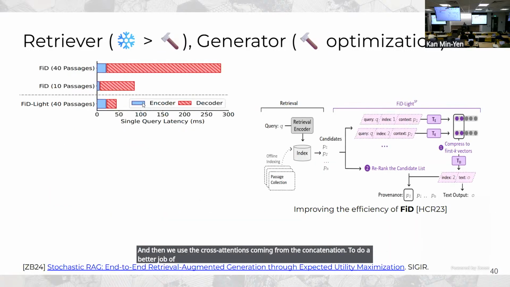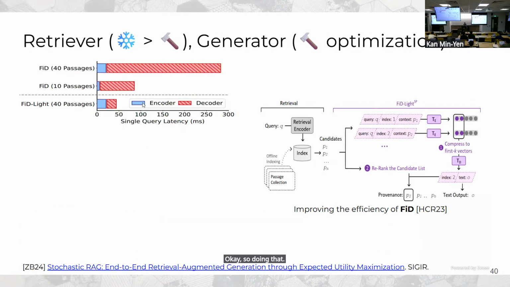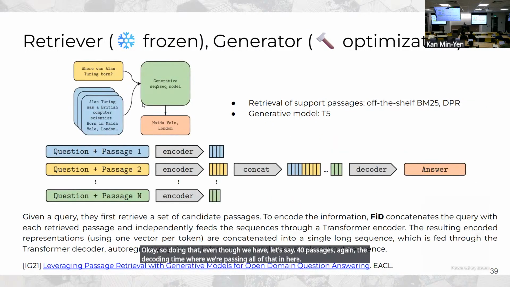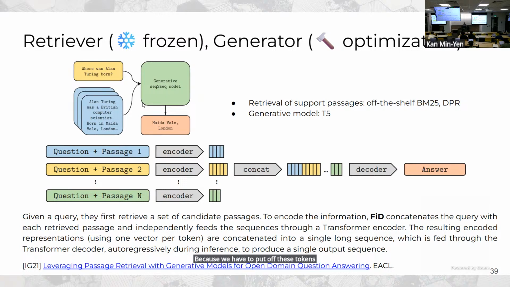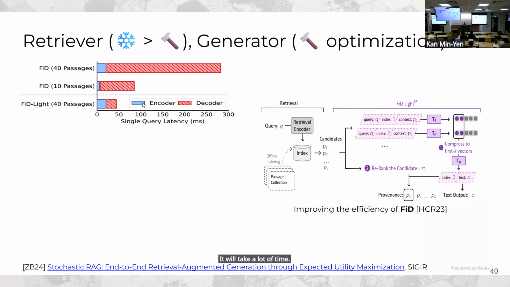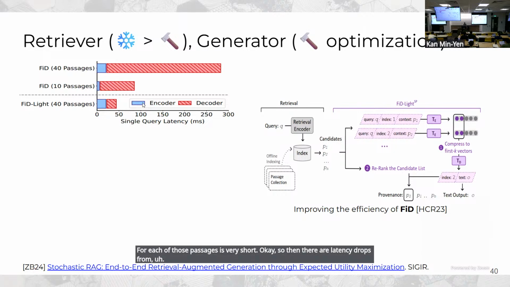Even though we have, let's say, 40 passages, the decoding time, where we're passing all of that in here, will take a lot of time, because we have to run the decoder autoregressively through all of those tokens. But when we truncate the 40 passages to a smaller amount, it takes very little time because the representation we have for each of those passages is very short. So the latency drops from this much to this much, a fairly large savings.